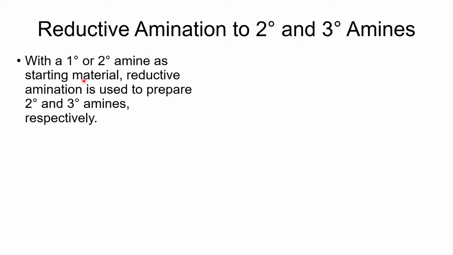All right. Reductive amination to form primary or tertiary amines. It's really just a matter of what your starting material is. If you use a primary amine as your starting material, you can get a secondary amine as your product. If you use a secondary amine as your starting material, you can get a tertiary amine as your product.